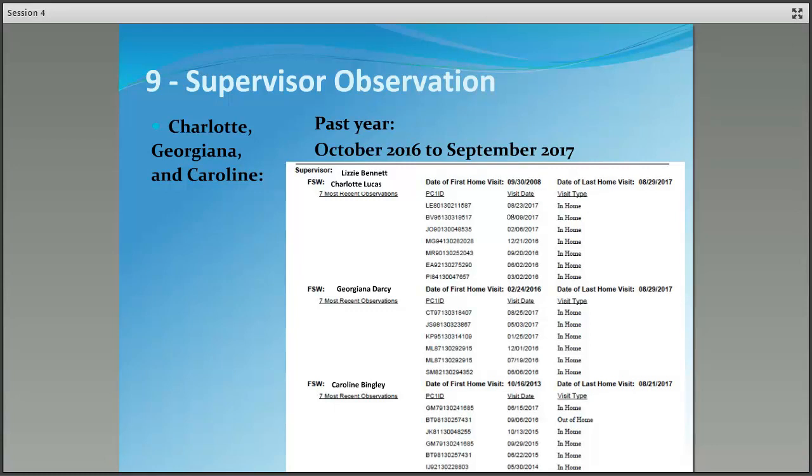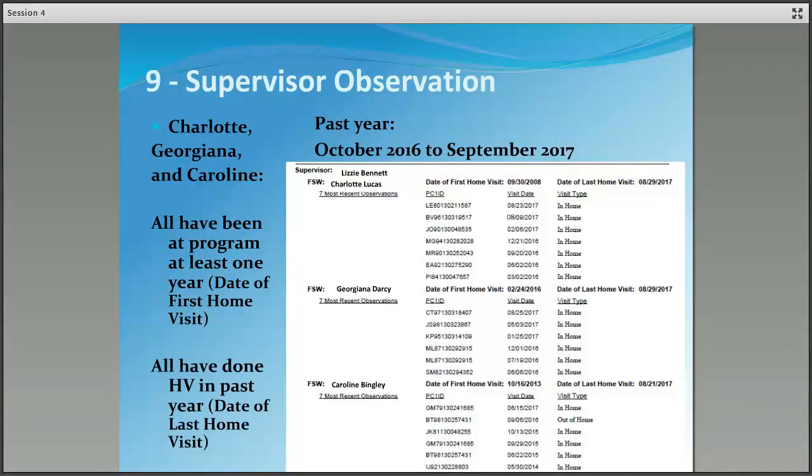Have they all been around for at least a year? Was their first home visit at least 1 year ago? In this case, yes. The date of first home visit is at least 1 year ago for all 3. Have they all actually performed home visits in the past year? Yes, the date of the last home visit is within the past year for all of them.